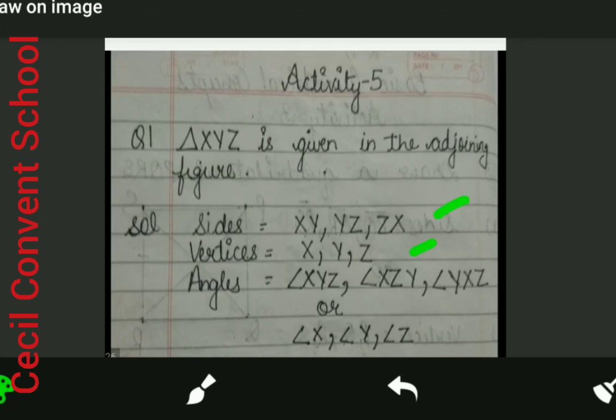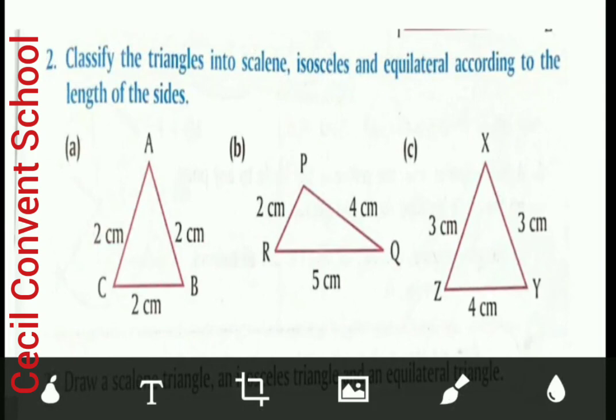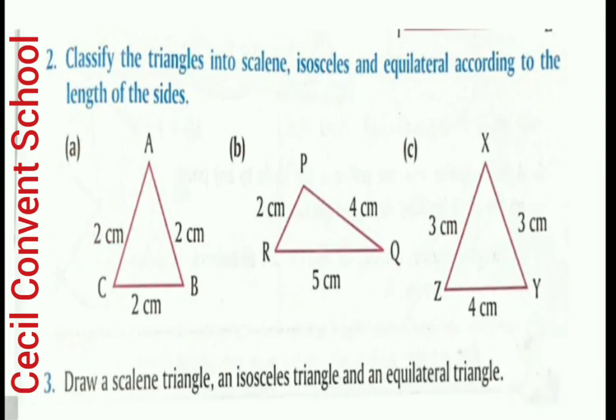Which one is easiest for you? Use that one. Angle XYZ, angle XZY, angle YXZ. Or you can write angle X, angle Y or angle Z. The angle sign is mandatory in writing angles. Clear? Now students, question number 2. This one question you have to do in your book only.